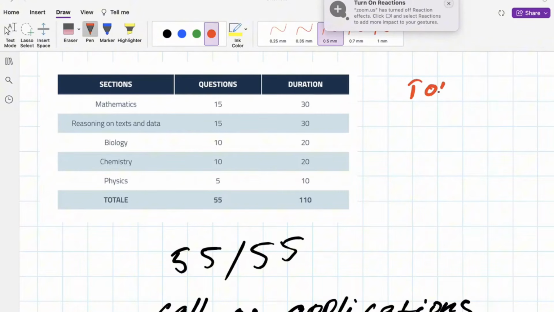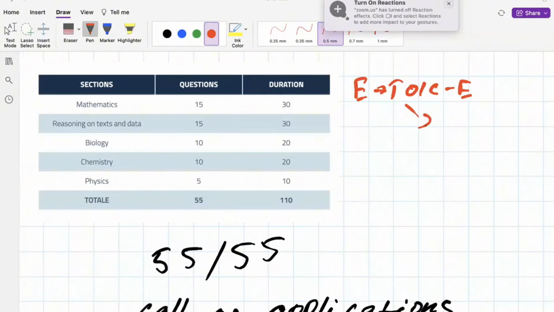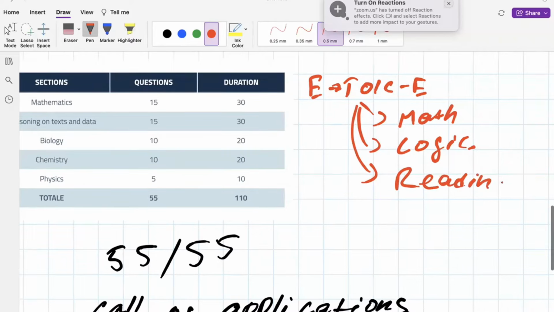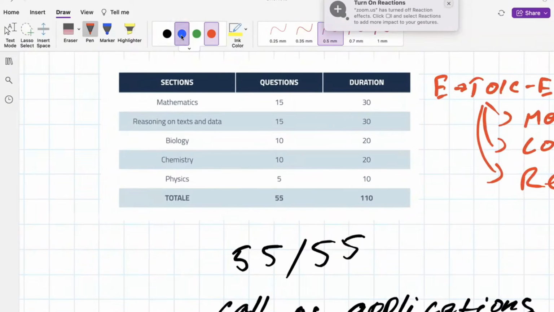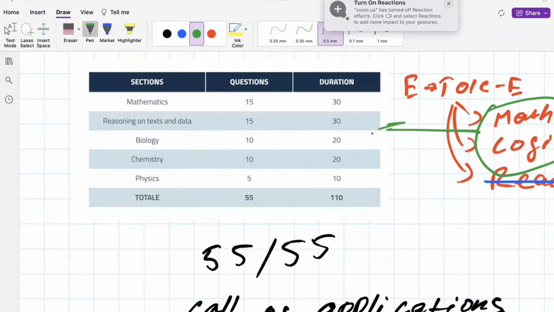So in TOLC-E, let me write TOLC-E. To be more specific, I'll write English TOLC-E. It consisted of 3 sections. There was math, there was logic, and there was reading. Since there is no reading in the CEnT-S, you can forget about reading. And in TOLC-E, since there was math and logic, most probably they're going to consider the same sections. So most probably you'll have to do only those 2 out of 5.